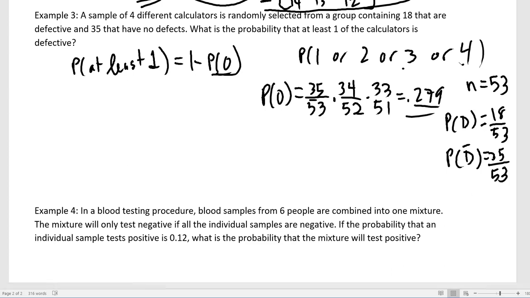So that is not our answer. That's the probability of all the calculators working. We wanted the probability of at least one is not working, right? So that would be 1 minus 0.279. So how about, just double checking my work there, 0.721? One more.